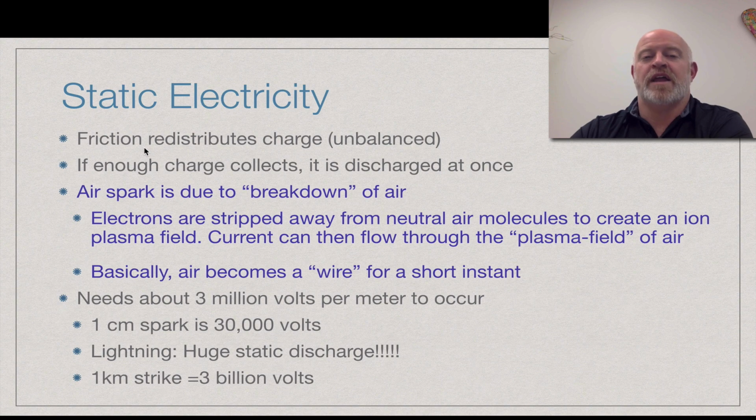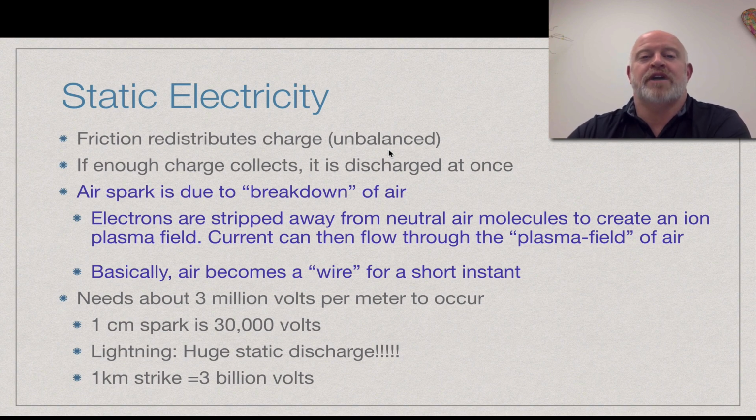When that happens through friction, we call that a redistribution. When that happens with friction, it redistributes the charge. It creates it, makes it unbalanced. Now, that happens all the time. Walking around the room, getting in and out of vehicles, you have this charge imbalance. Most of the time, it's not a big deal.